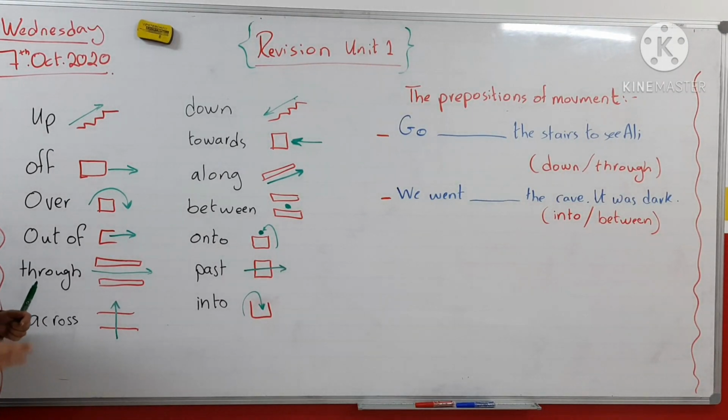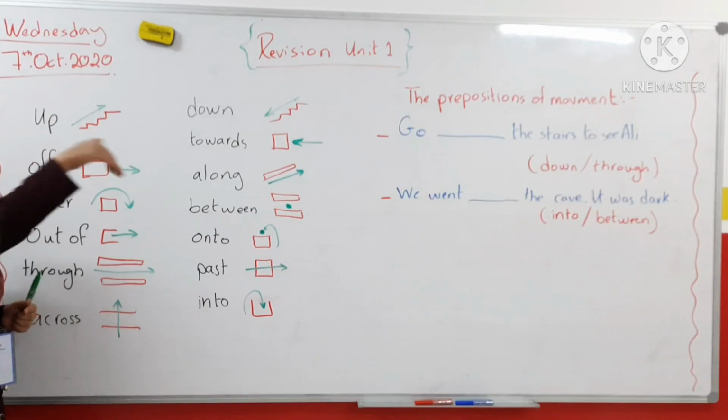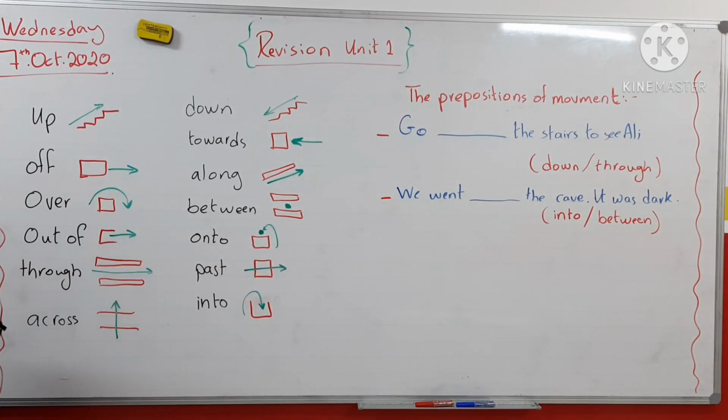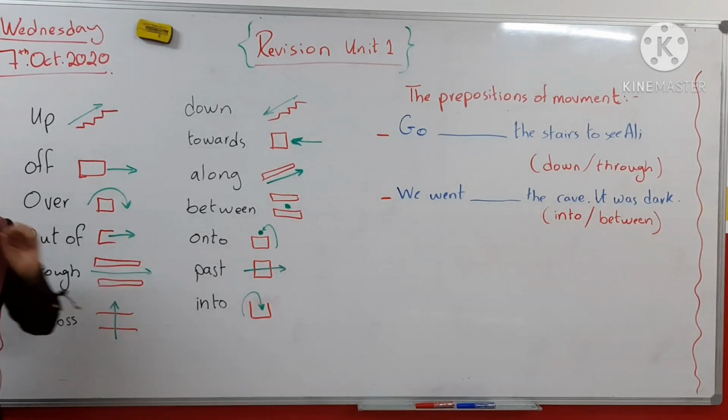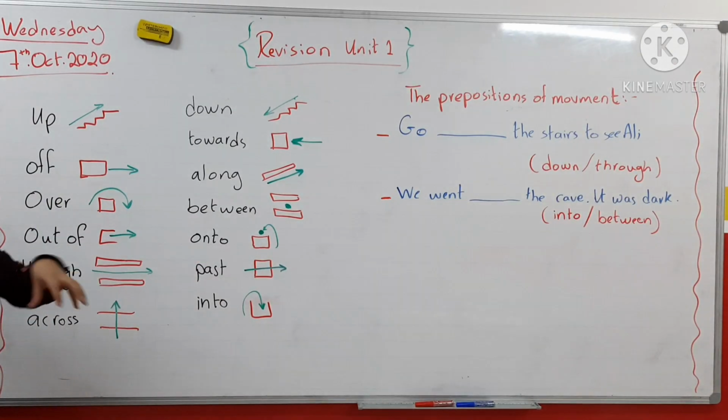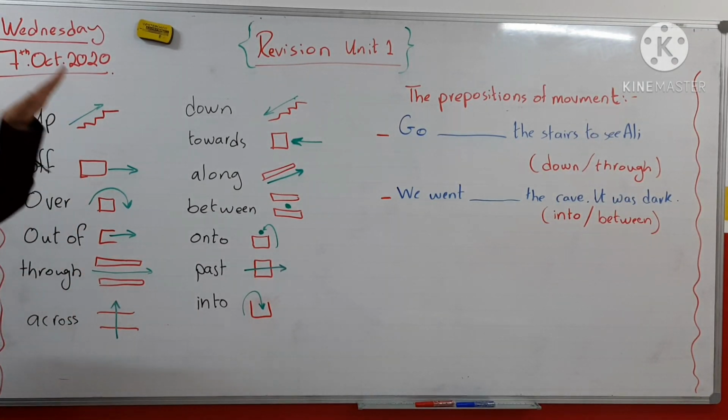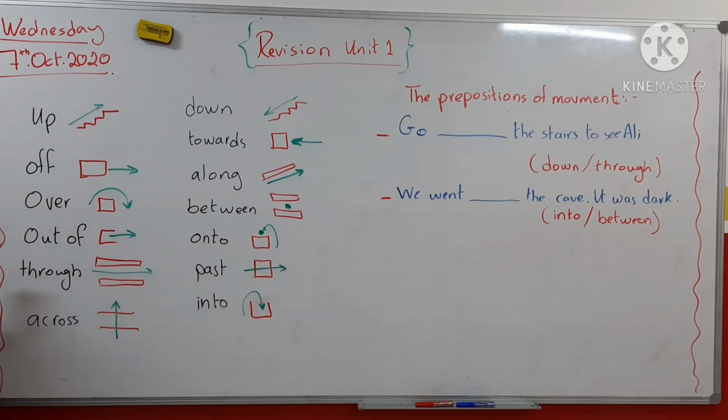We have a table and I jump over it, meaning I jumped from above it. Onto it means I jumped on top of it. Okay? Onto, on top of; over, okay? I jumped over means across it. Okay? Out of: I got out of the room. Through: usually through is used to walk through the forest, through the river.